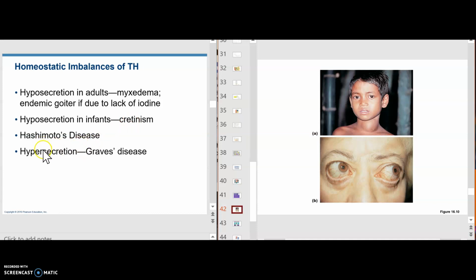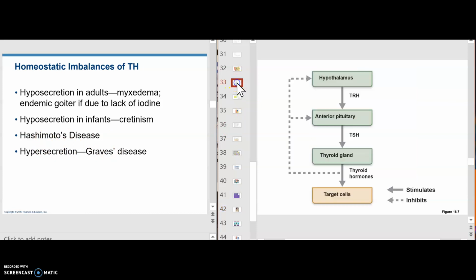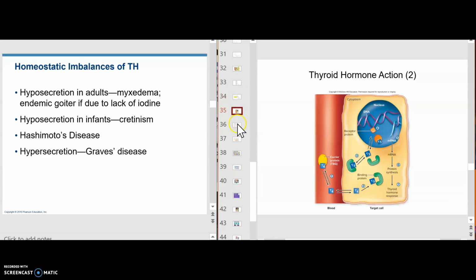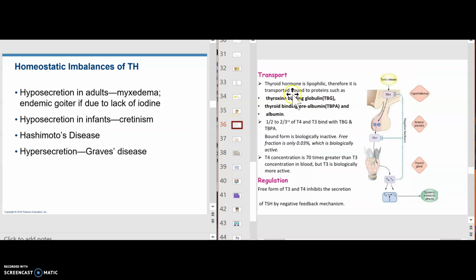Then we have Hashimoto's disease and hypersecretion. I'm going to come back here, so I'm going to keep that slide. We talked about thyroid binding globulin and the action. Let me go through transport again. Thyroid hormone is lipophilic, therefore it's transported bound to proteins such as TBG and the others. The bound form is inactive, but it's in equilibrium with the free form, which is biologically active, the one that's released.